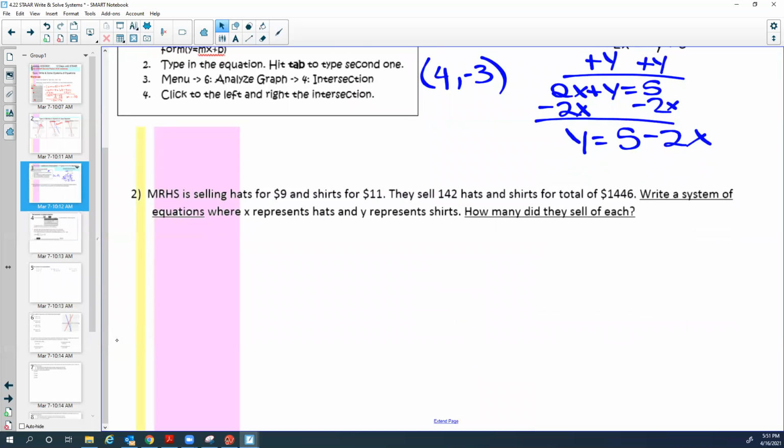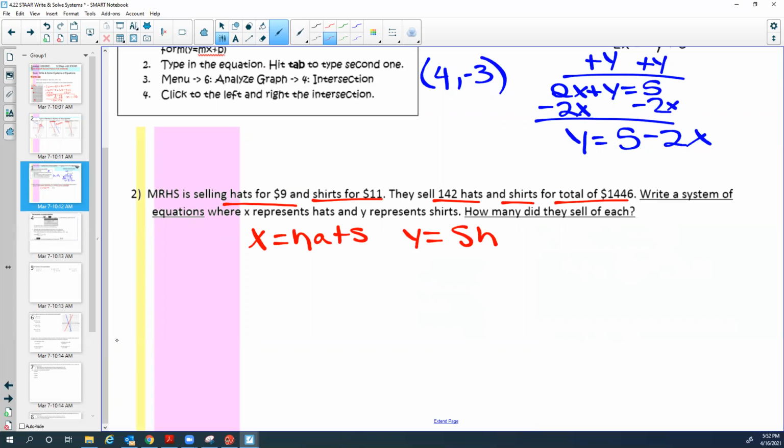All right, so what else goes along with systems is sometimes we have to write a system. So in this case, MRHS is selling hats for $9 and shirts for $11. They sell 142 hats and shirts for a total of $1,446. Write a system where X represents hats and Y represents shirts. How many did they sell of each? So they want to know what X and Y is.